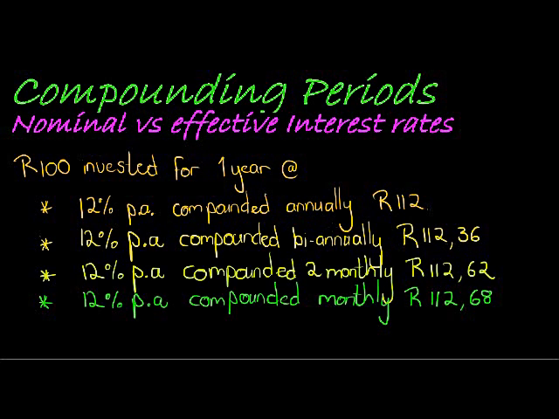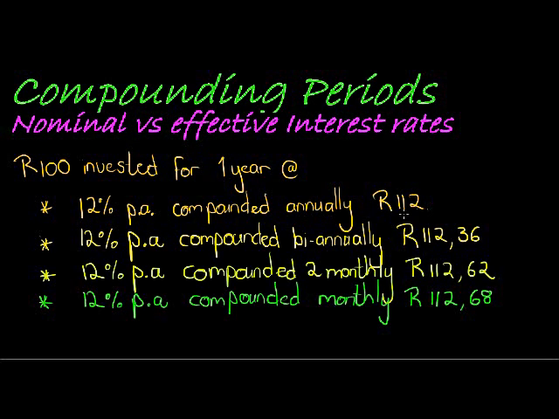Okay. Now, what we also saw was the more times I earn interest, the more interest I earn during that year. So if I earn it monthly, in the previous scenarios, that's when I was earning the most interest. Okay. So just to quickly recap, we invested 100 Rand at 12% per annum.